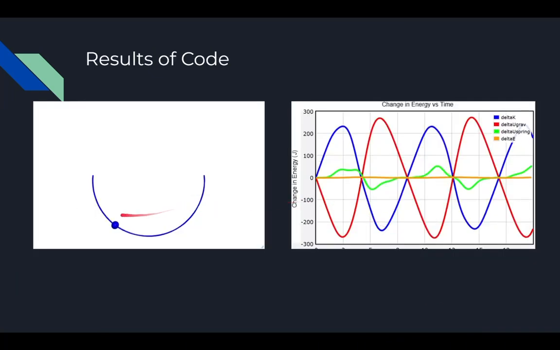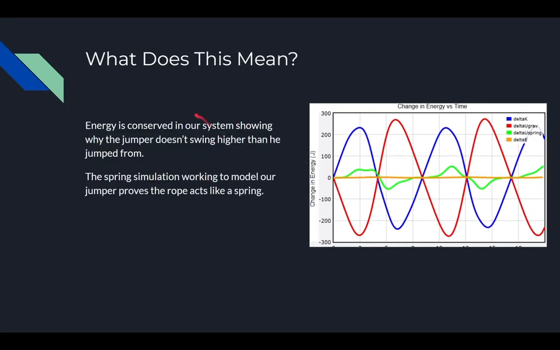The result of this code is that we have our spring, with this ball being our person on the end of the spring, which swings and reaches the exact same point where he started due to the conservation of energy. We can also see here that the total energy stays constant at 0, with a slight bit of error, which we'll talk about later. This means that energy was conserved, which means the person doesn't swing higher than where he jumped from.